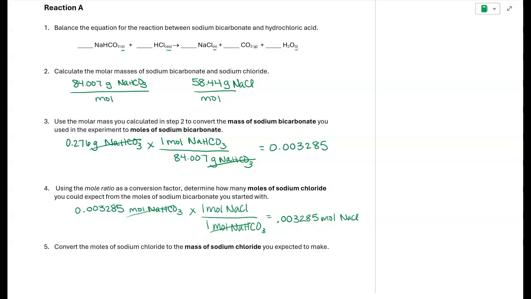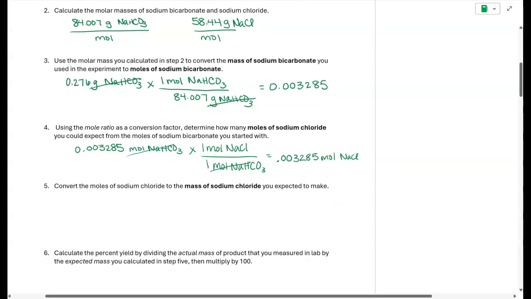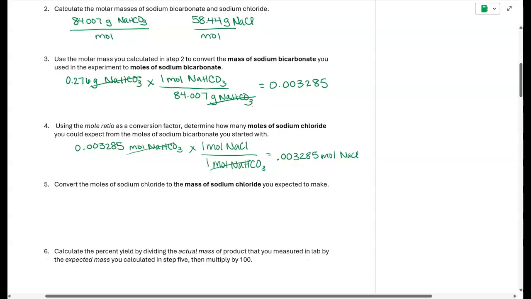And now we have to convert the moles of sodium chloride to the mass. And the reason we have to do this is because we don't actually have a way to measure moles in the lab directly. We have to measure mass using our analytical balance and then convert to moles. And so we can't just do mass to mass because obviously it's the mole ratio that's important for the reaction. And then we have to convert back to mass to know if we got the amount of product we expected to get.